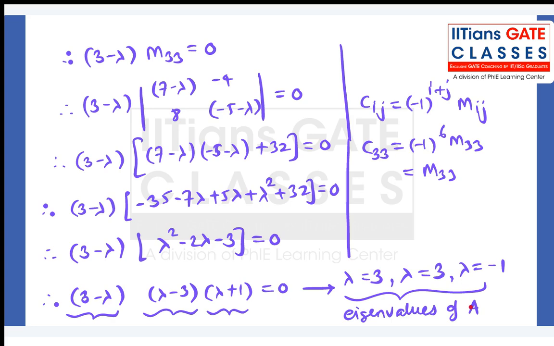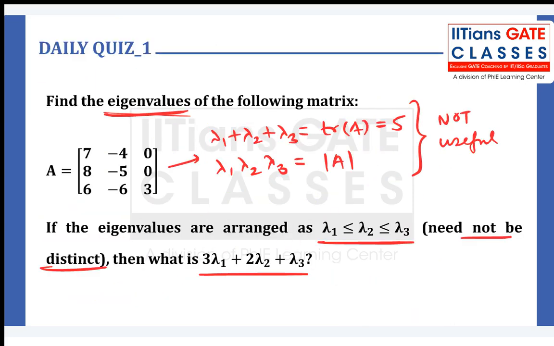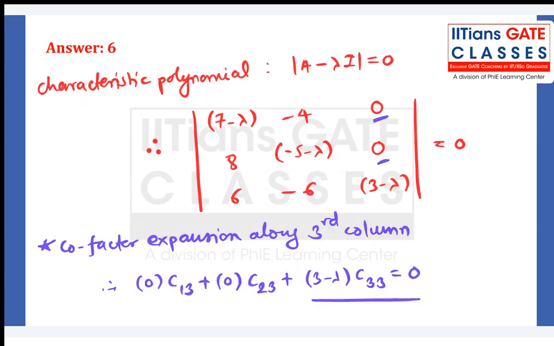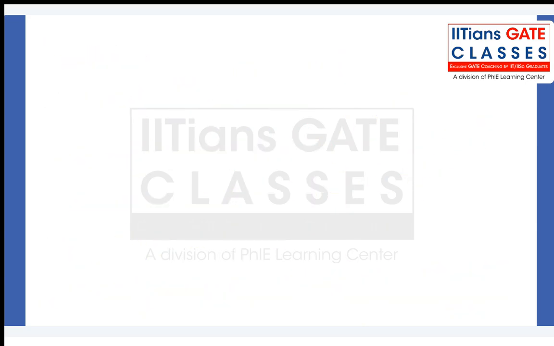But you should pay attention. They are using the lambda 1, lambda 2, lambda 3 notation, where the smallest one is lambda 1 and the largest one is lambda 3. If you go by this logic, you'll get lambda 1 as minus 1. Lambda 2 and lambda 3 are the same, which is allowed, and those are 3.